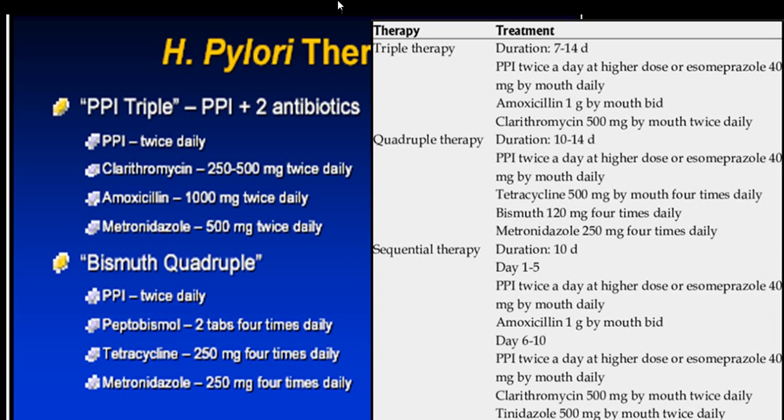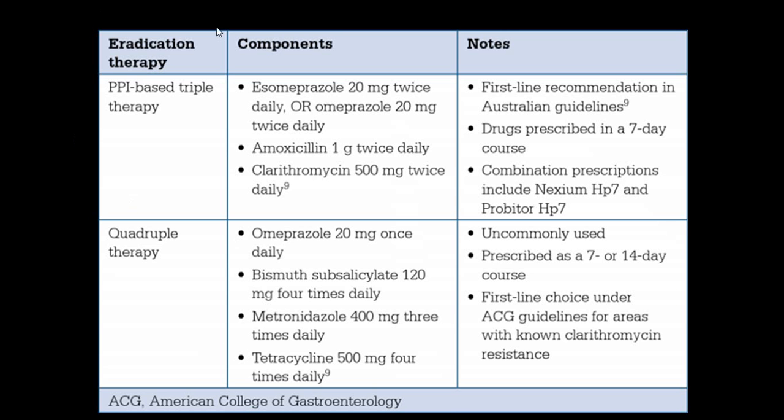And if there is a very high risk group for gastric carcinoma, or a person who already has peptic ulcer in the form of duodenal ulcer or gastric ulcer, you will have to give quadruple therapy for a full 14 days. The same thing is mentioned here. This is eradication therapy; triple therapy and quadruple therapy we already mentioned. At your leisure time you can go through it.